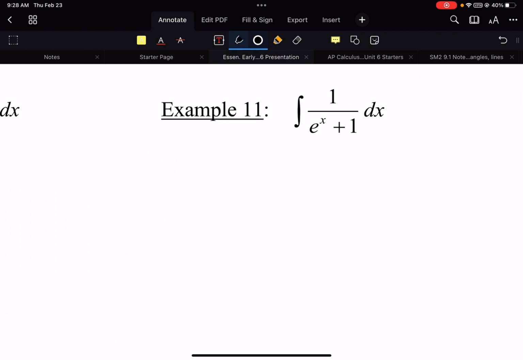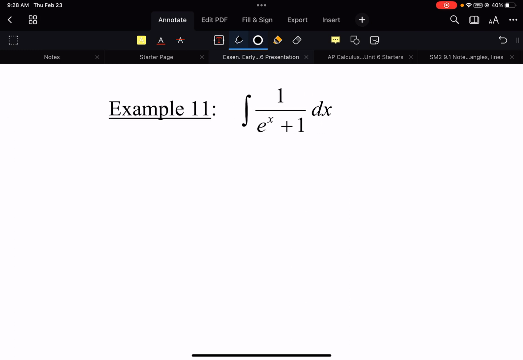All right, example 11. This one is really just a weird one. You just have to get creative when you're thinking about this one. We have 1 over e to the x plus 1. You can't do a u sub. You can't do any arc sines or arctangents. You can't do any long division. So we're just going to try to get creative with it.